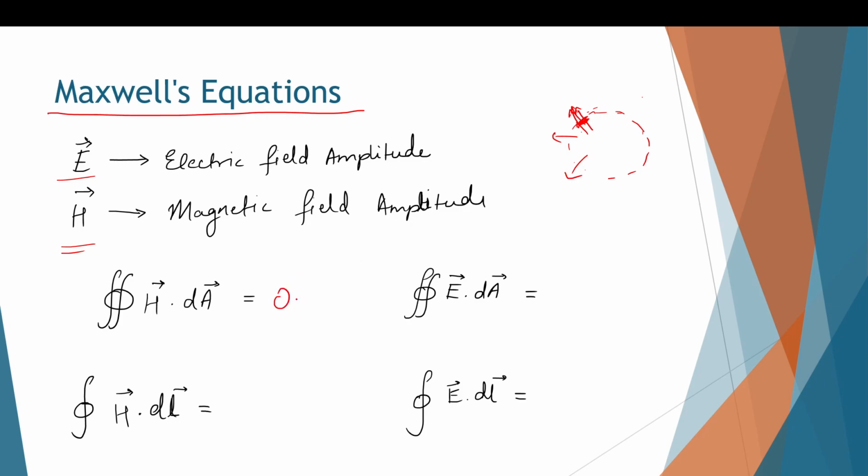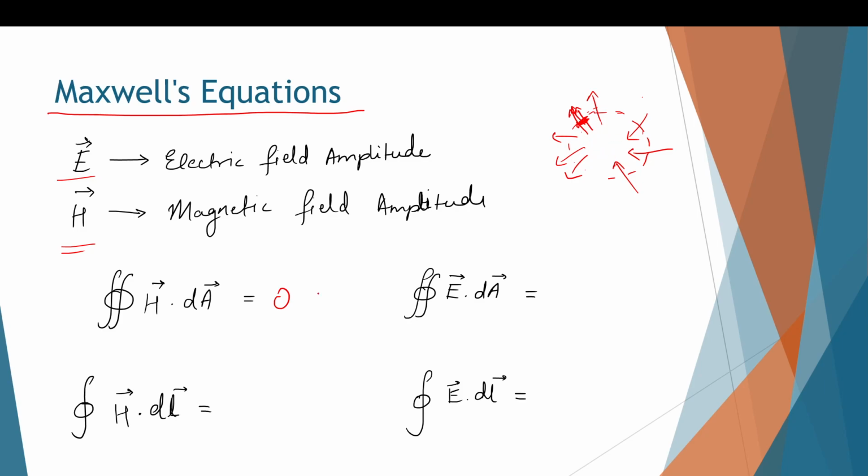Zero, right? Whatever field lines are coming out of the sphere, there will be an equal number of field lines coming in. This is a law, and it basically says that there are no magnetic monopoles.